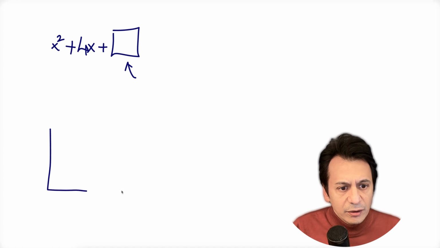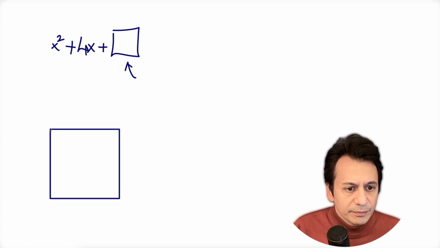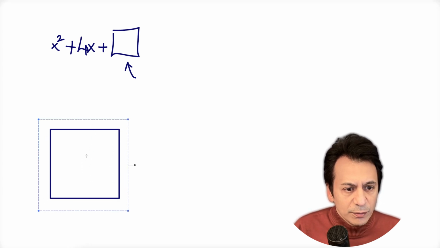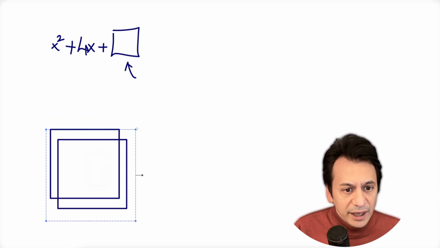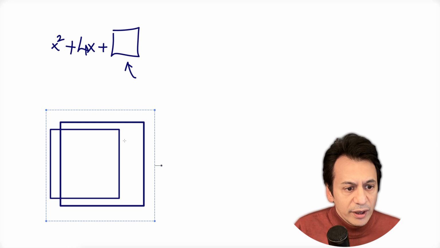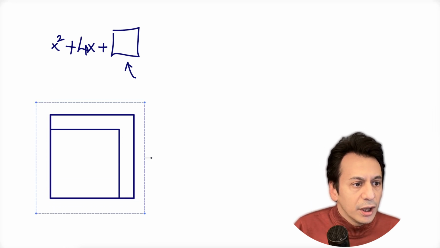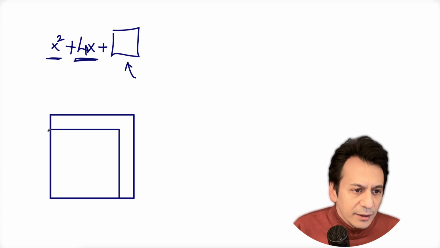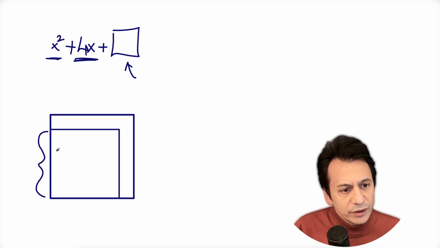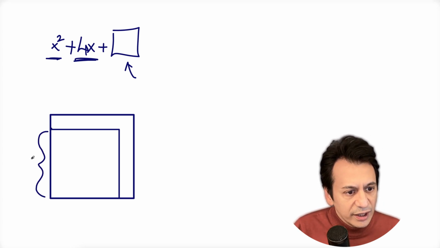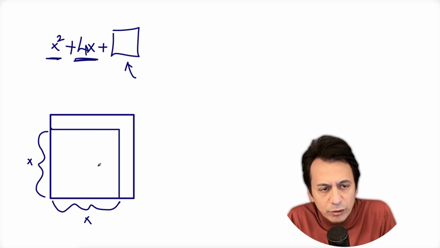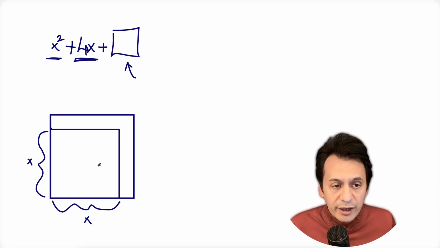Okay, let's start with a square. And then let's duplicate this and make it larger. You know why I'm doing this? Because I am adding something to a square. Say the side length of this square is x. Okay, and since I add something to it, I make a larger square.